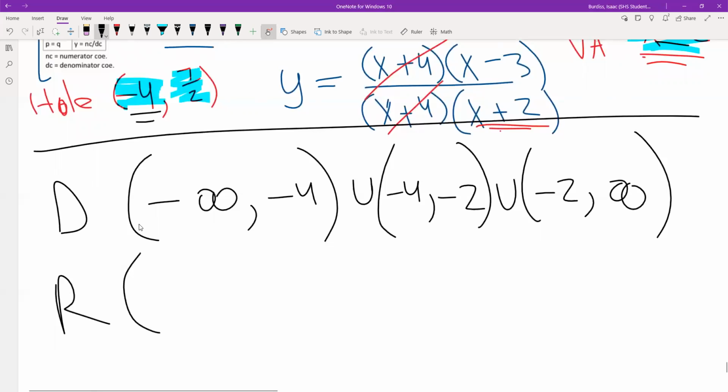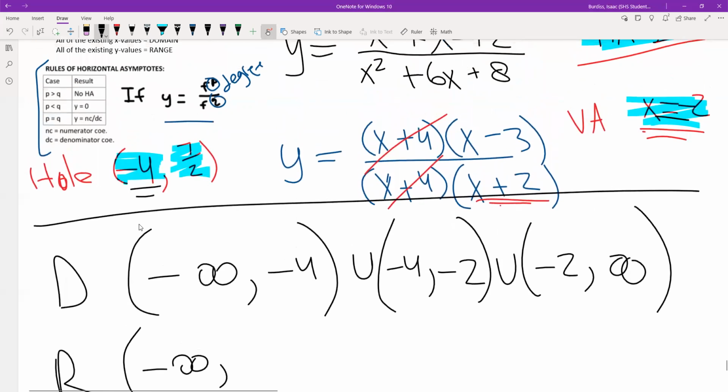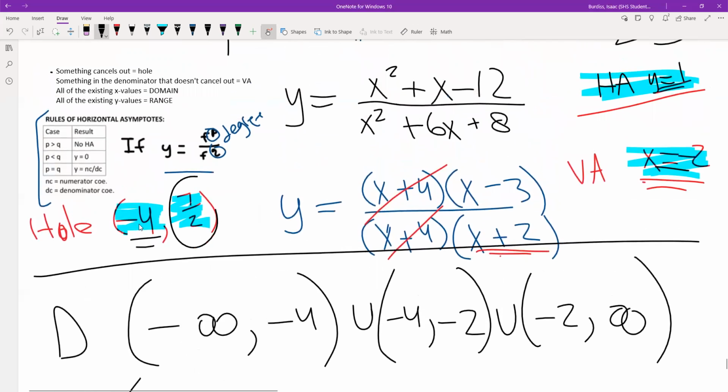All right, range. We start all the way down at -infinity. Remember, domain is left to right. Now we're up to down, or down to up. Okay, what are the y things? This is a y thing. This is a y thing. So the question is, which comes first? Well, this is really 3.5, so the 1 comes first.